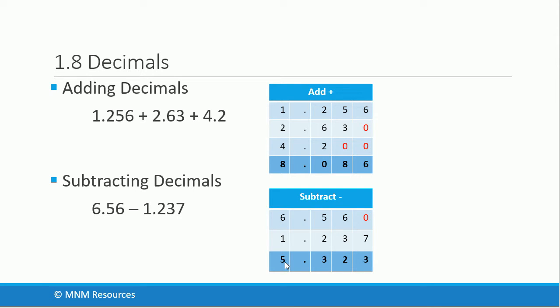So there's your adding and subtracting decimals for you. The only thing that you need to remember is to make sure that the digits before and after the decimal point line up with each other. After that, it's a simple addition and subtraction as you would with a whole number.